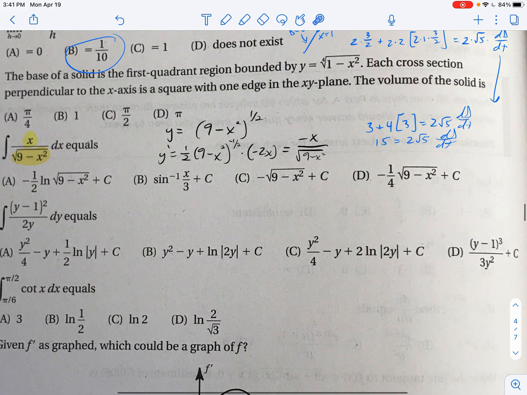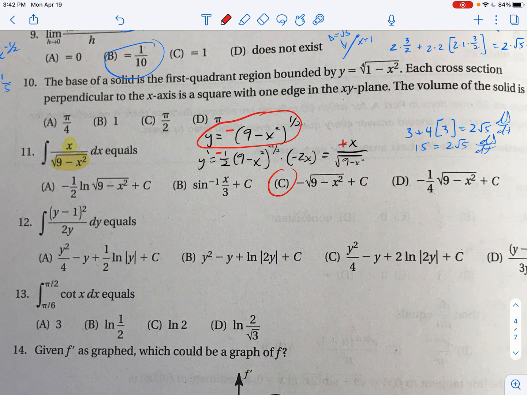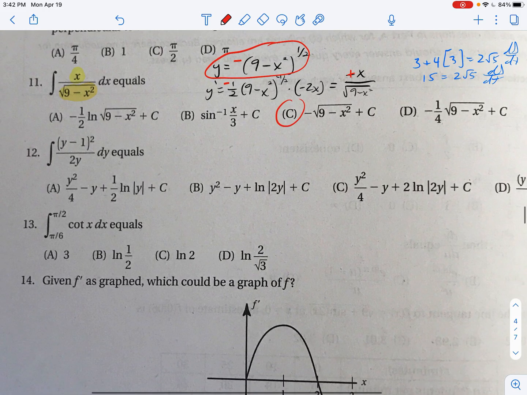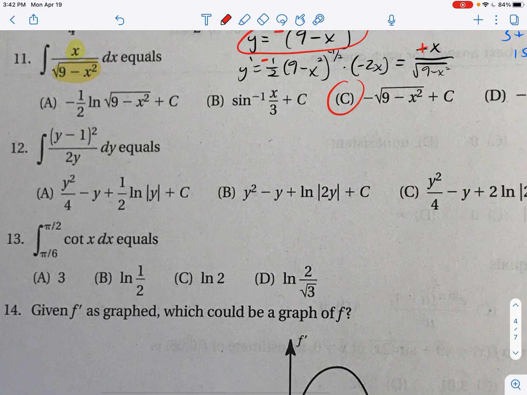There we go. I can fix this by just adjusting. Multiply by negative 1, multiply by negative 1, that becomes a positive. So this would be our antiderivative, which is c. I'm leaving out the plus c. Obviously, you know to add that later on. So 11 is c.